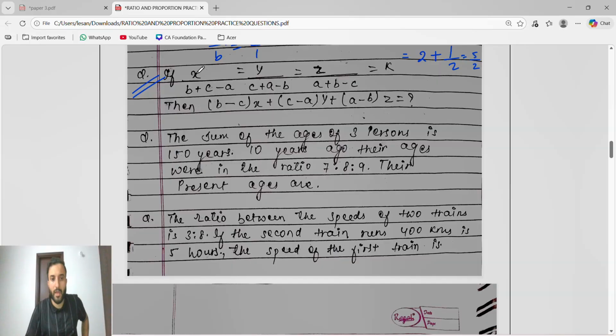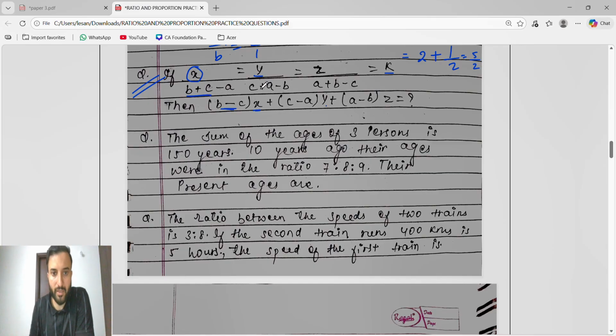So look, x by b plus c minus a, y by c plus a minus b, z by a plus b minus c equals k. Then b minus c into x plus c minus a into y plus a minus b into z equals what? So look, if you get this pattern, understand the pattern guys, in the examination you will get the same type of question, same pattern, they will just change the variables. In place of a b c they can give p q r, l m n, or d e f. So look, very important thing, with x we have b plus c, here with x b minus c.